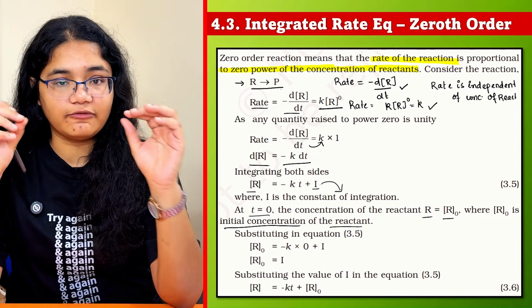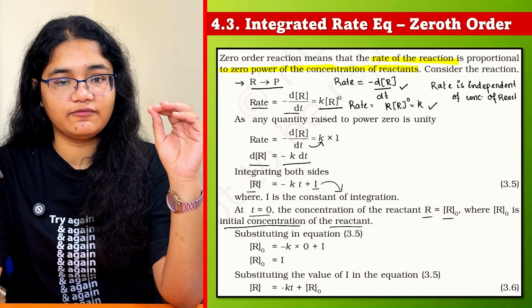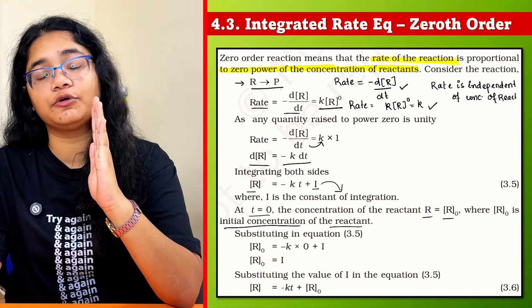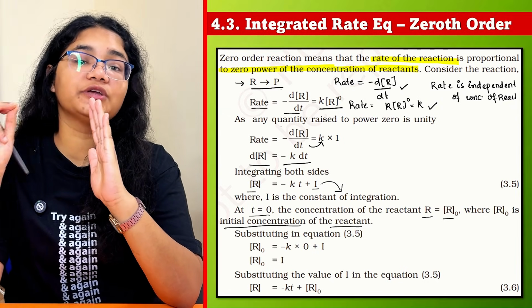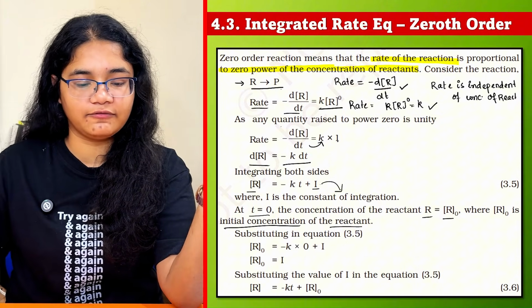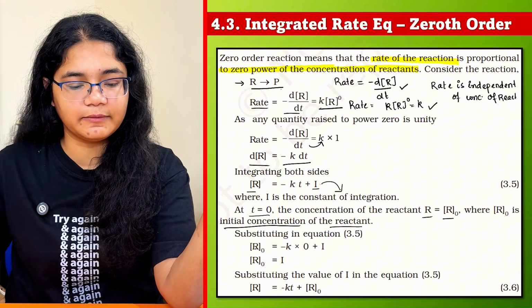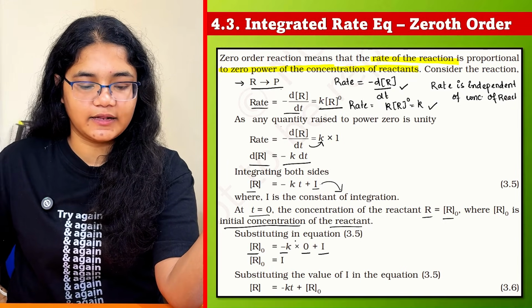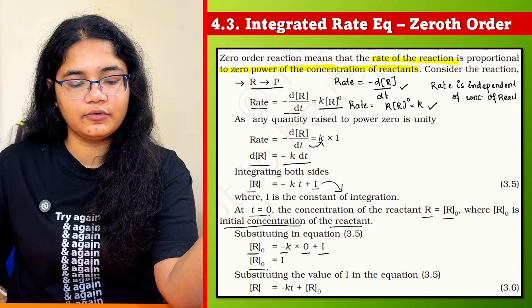See, you have to now find the value of I. So for that, you have to assume that the time is equal to 0, and when time equals 0, r is equal to r0, which represents the initial concentration. When you started the reaction, what is the value of the reactant? So if you substitute here, r will be replaced with r naught, minus k, t is equal to 0, plus I. Then this one will become 0 and I will be equal to r naught.